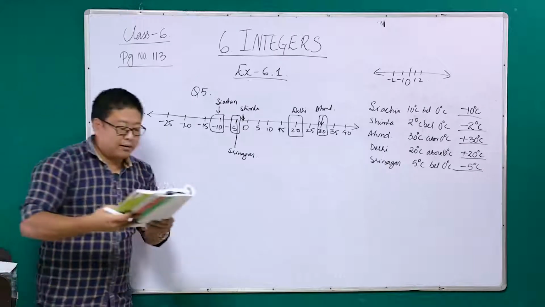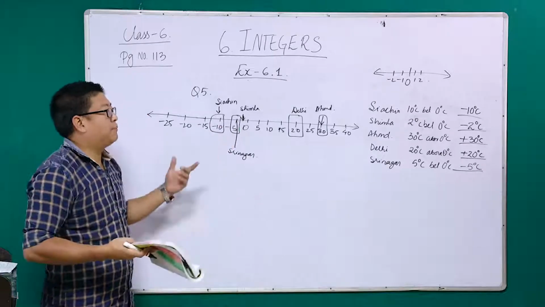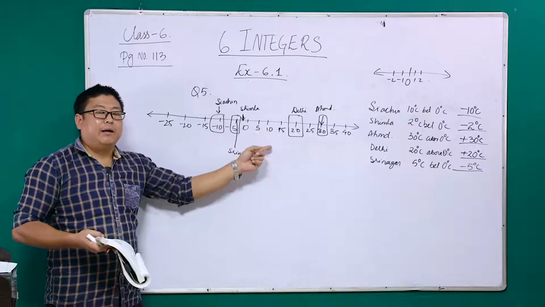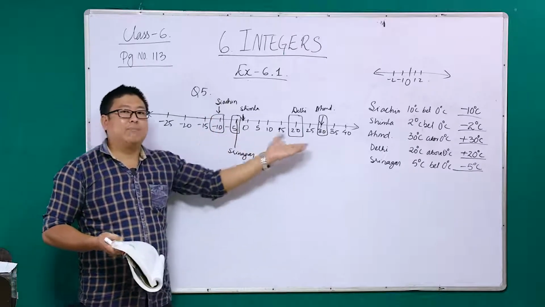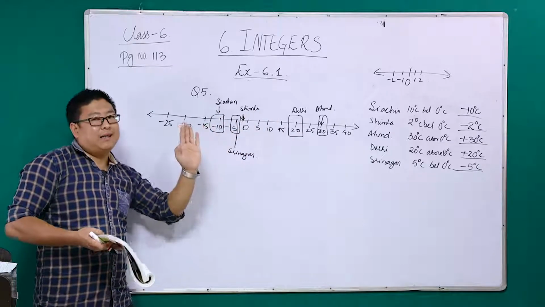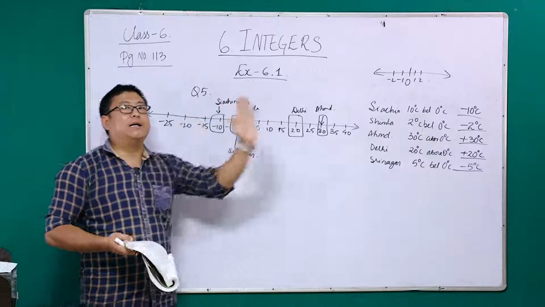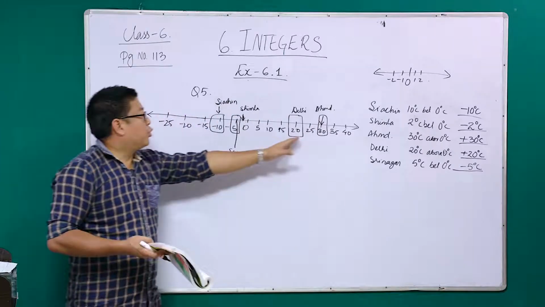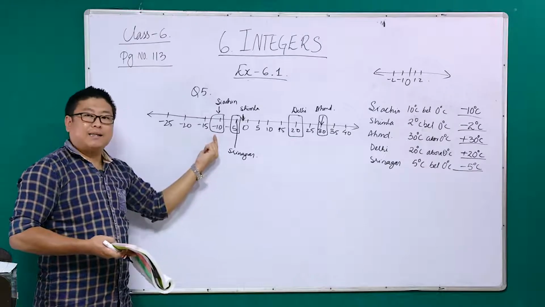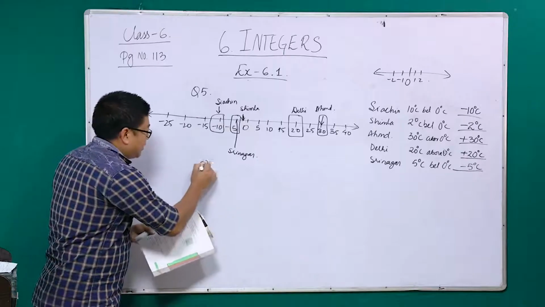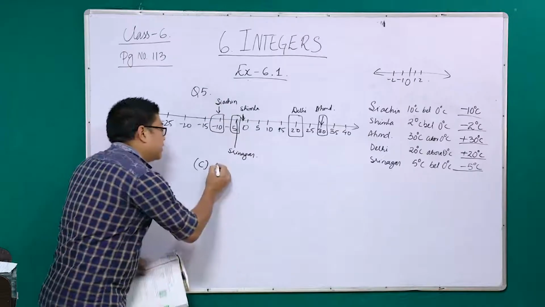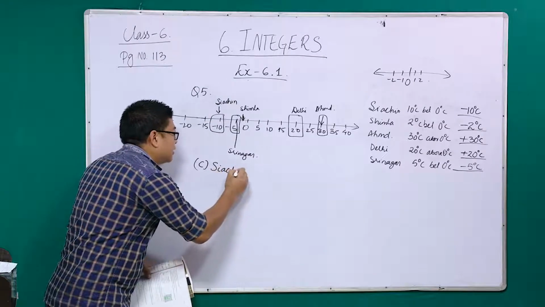C, if you look at question C, which is the coolest place? Now look at this number line, which is the lowest number here. Now we know that on the number line, the left number is smaller than the number on the right. So we will look at the left. The last number is -10. That means for question C, -10 degree is for Siachen. So Siachen is the coldest place.